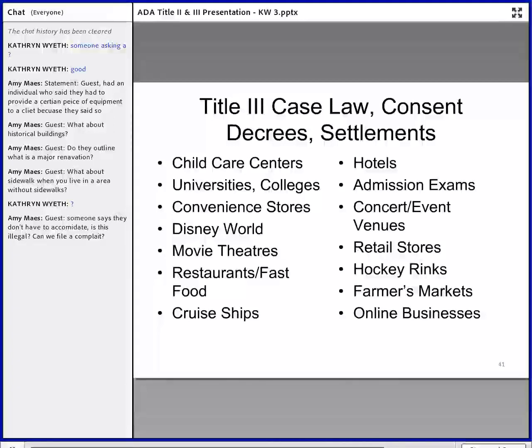Restaurants and fast food. Again, Burger King has been sued over different architectural designs they had in some of their seating. Cruise ships are certainly not immune from it. Hotels, examination exams, admission exams, concerts and venues.